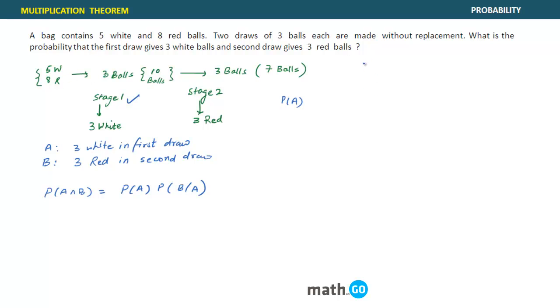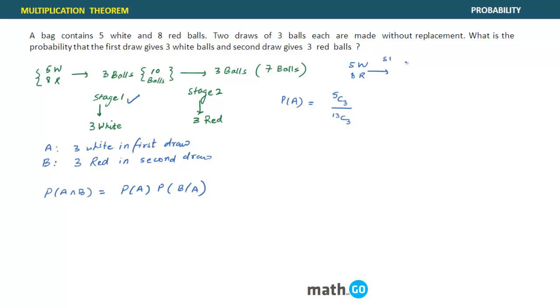If I draw the configuration of the bag step by step, you have 5 white and 8 red. Then at stage 1, S1, you draw 3 white balls. In how many ways could this be done? There are how many white balls? 5. So you will select 3. Total is how many? 13. So 13 C3. This is the probability of A.